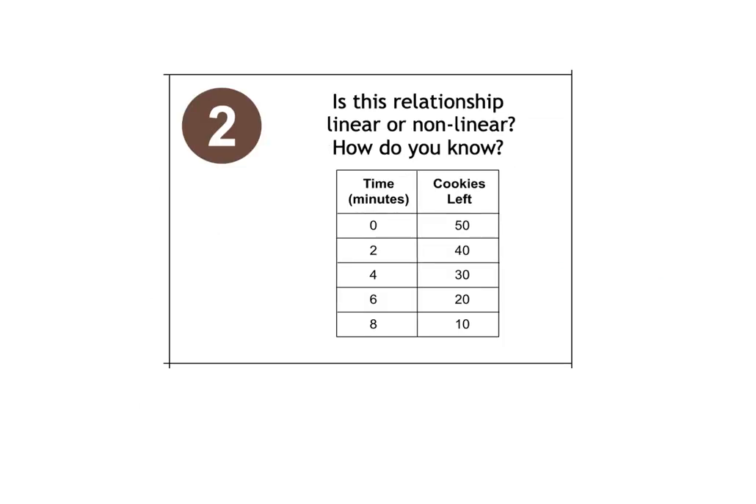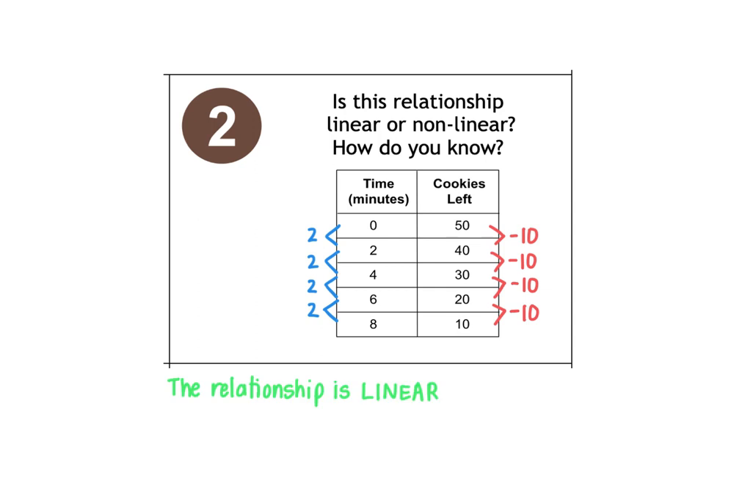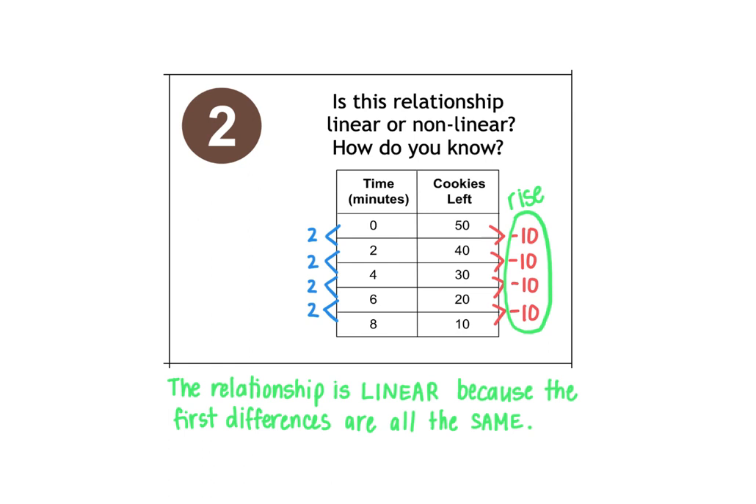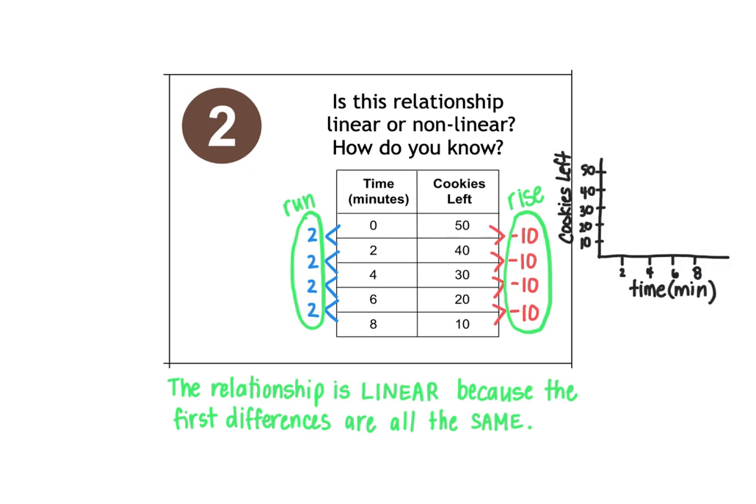This question is also asking us to determine if the relationship is linear or nonlinear and to explain how we know. We can see that the number of cookies left are decreasing by 10 each time 2 minutes has passed. This means that the relationship is linear. You'll notice that the first differences are all the same, -10 on the rise side, and they are all the same, 2 on the run side. This means that the relationship is linear. If a graph were to be drawn for this relationship, it would be a straight line.